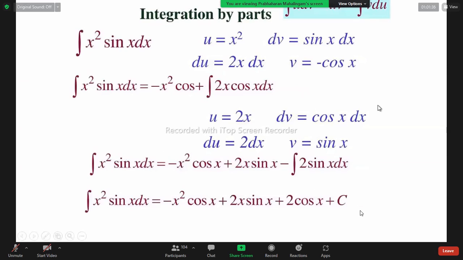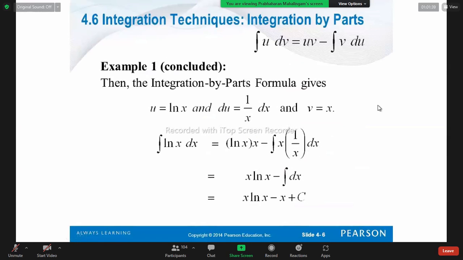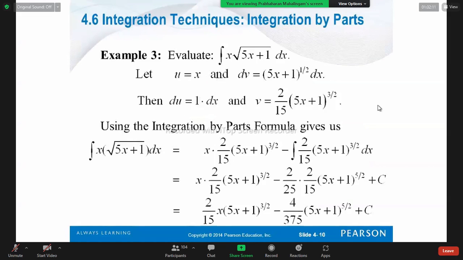Here you see, earlier one, why am I missing this? Something. du into du, right? Then 1 upon x into. Right, I will solve this.